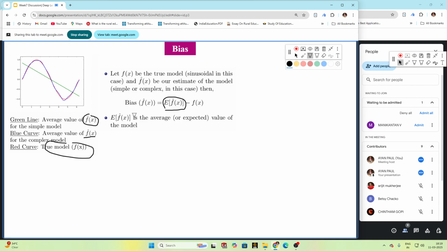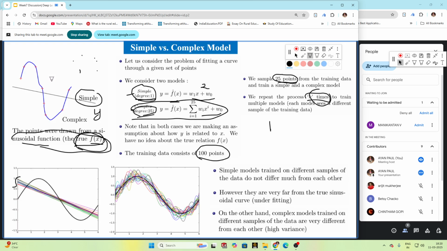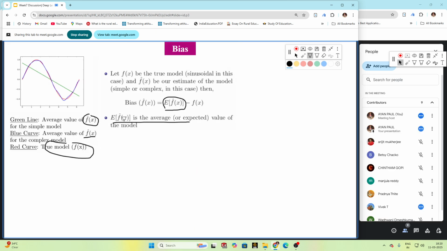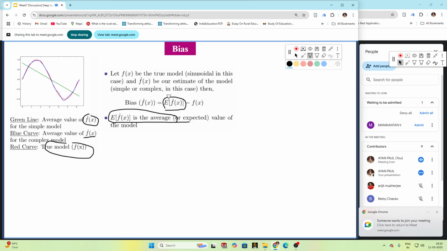Again, I am telling you, bias computes the difference between the expected value, or the average value. Expected is nothing but the average value. As we have taken so many training instances, I am just taking the average. So this expected value is nothing but the average. Bias is the difference between the expected value of the predicted function and the true function.